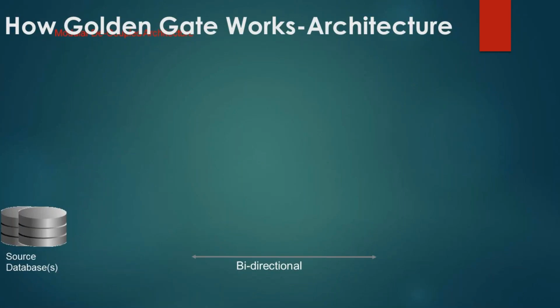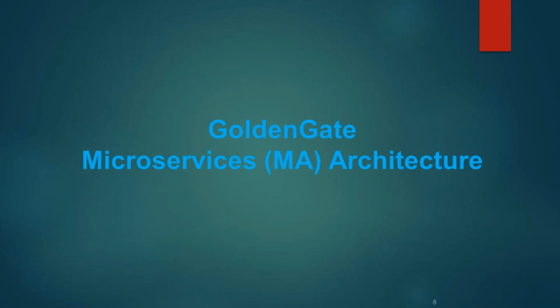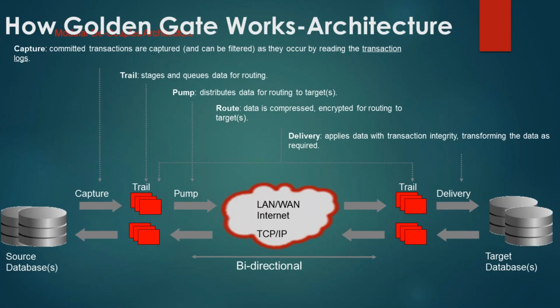So let us now discuss Oracle Goldengate classic architecture, how classic architecture works. So you have source database and target database. With the introduction of 12c R3, Oracle has introduced two architectures. One is classic and another one is microservices. What is the difference between classic and microservices? Let us see.